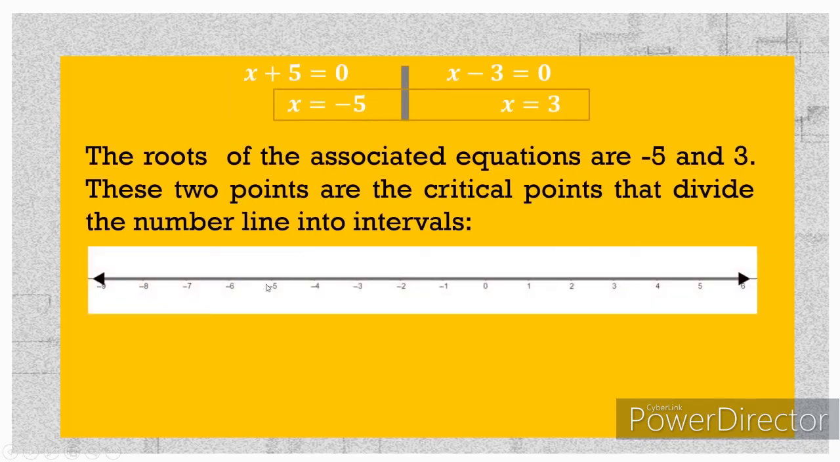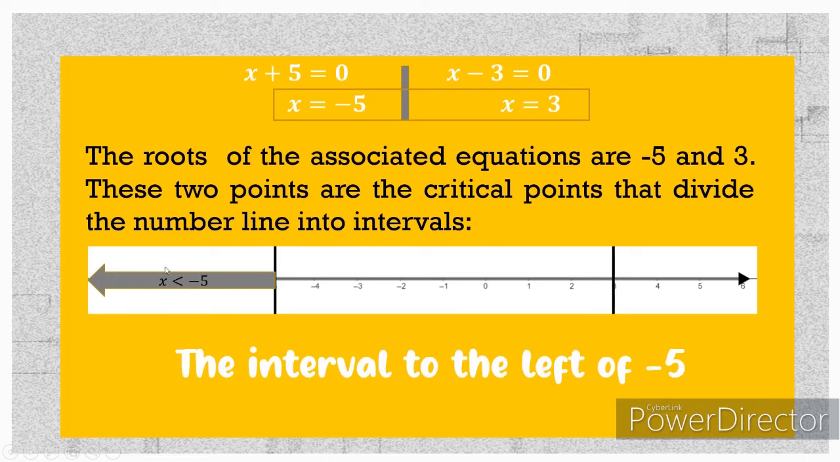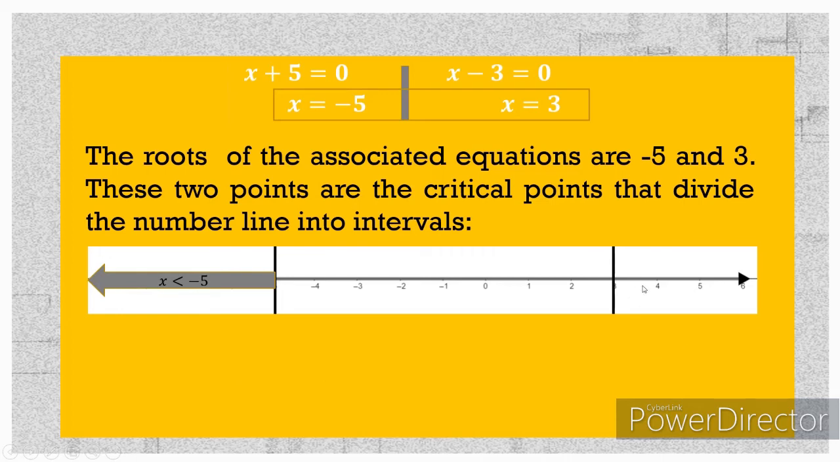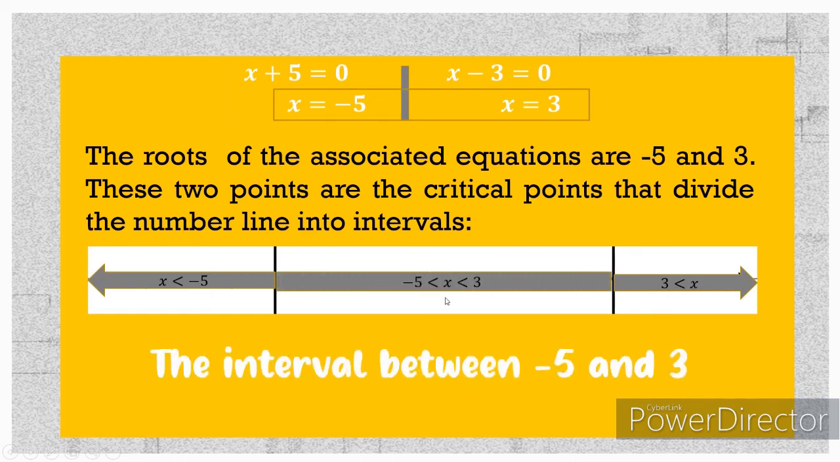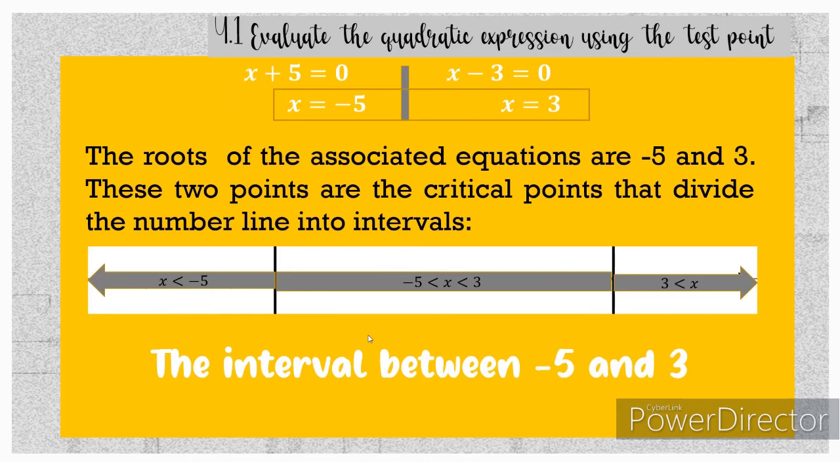So, again, we have negative 5 dito and positive 3. So, ang interval natin this time, the interval to the left of negative 5. So, lahat ng number na mababa kay negative 5. Next, the interval to the right of 3. So, lahat ng number na mas mataas kay 3. And the interval between negative 5 and 3. Lahat ng number between kay negative 5 and 3. Next, evaluate the quadratic expression using the test point. So, again, we have this for the interval, test point, evaluation, and conclusion.